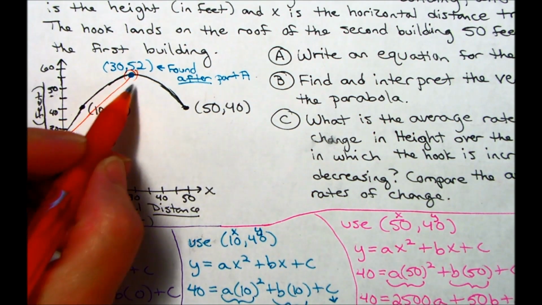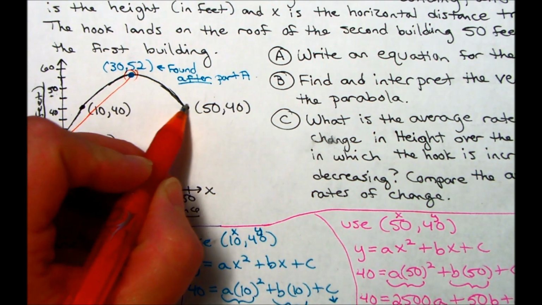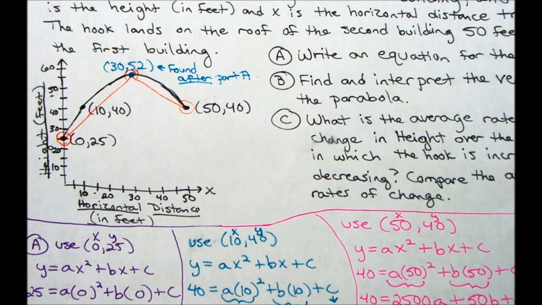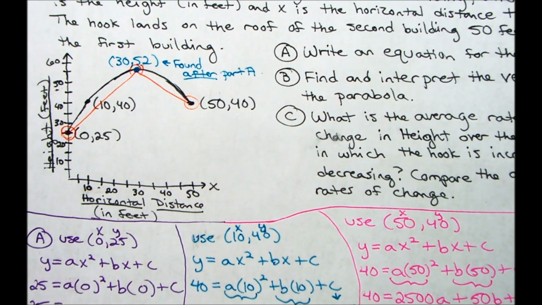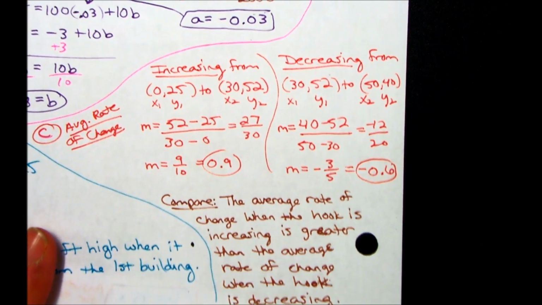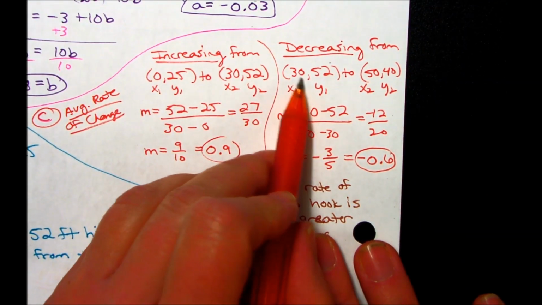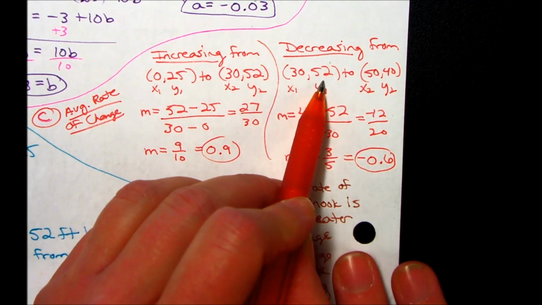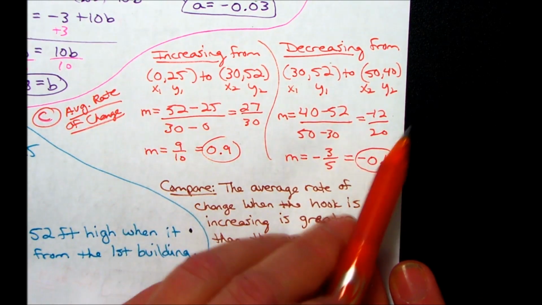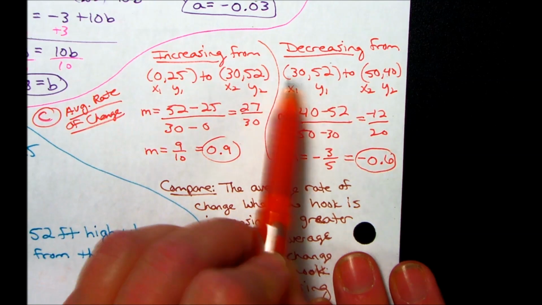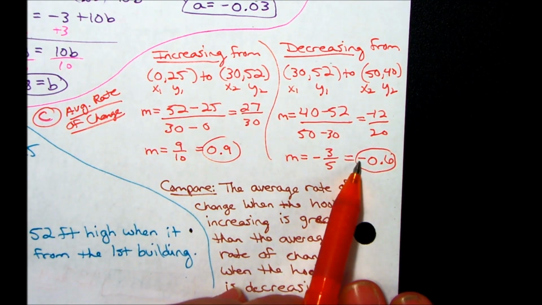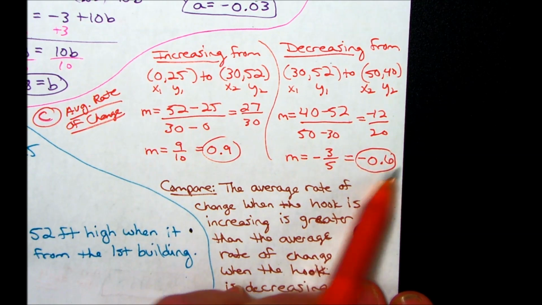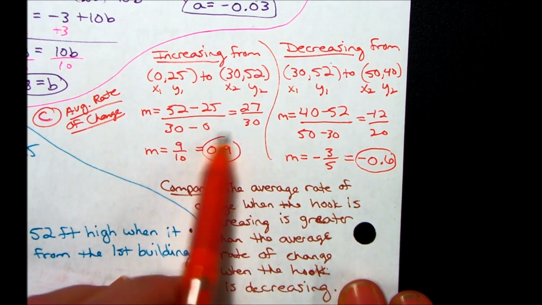Then I do the same thing with the decreasing. So if I look back at my graph, it's decreasing from this point to this point, but you're finding the slope or the linear change between these 2 points. So using the slope formula again, the graph is decreasing from the point 30, 52 to the point 50, 40. Subtract your y2 minus y1 over x2 minus x1, and you would get a negative 0.6. So that's the rate of change when it's decreasing. This is the rate of change when it's increasing.